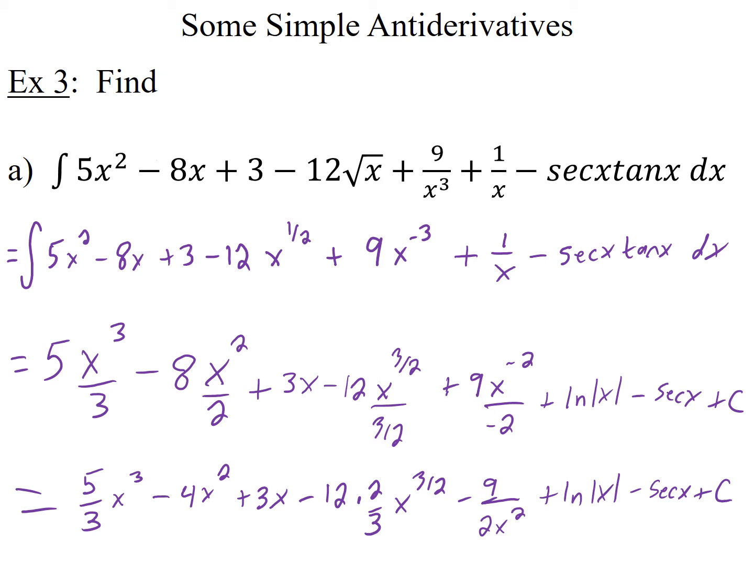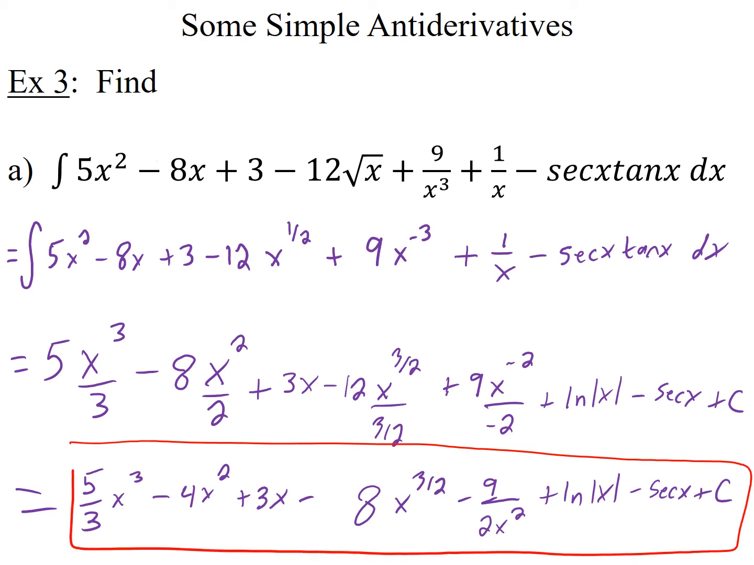Okay, so yeah, 12 times 2 is 24. 24 divided by 3 is 8. So let me just put an 8 there. And we'll call it a day on that one. Okay, let's try the next one.